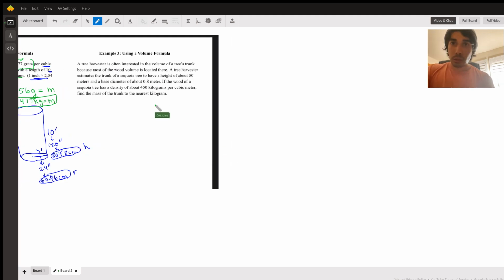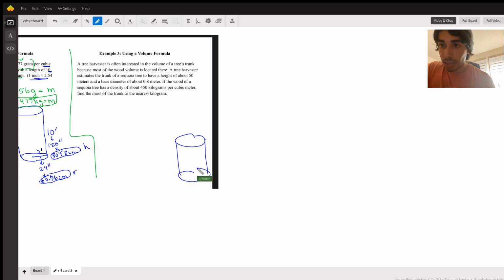All right, one more. These are long. We've got a harvester who's interested in the volume of a trunk because most of the wood is there. It's got a height of 50 meters. Let's go ahead and draw this. Height is 50 meters, and the base diameter is about 0.8 meters. If the density is 450, find the mass. So again, we're finding the mass. So density is mass over volume.